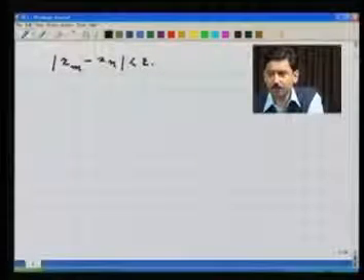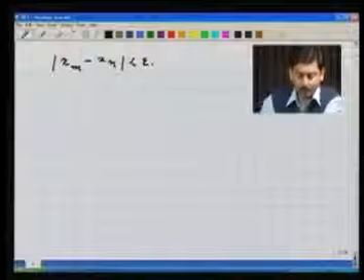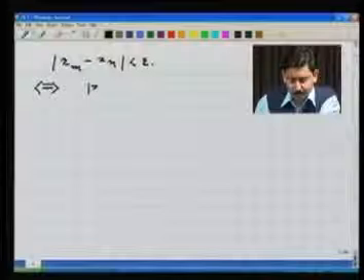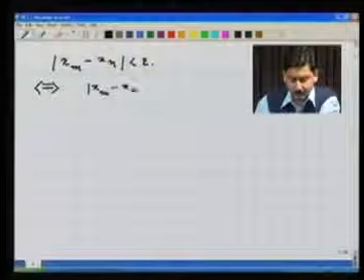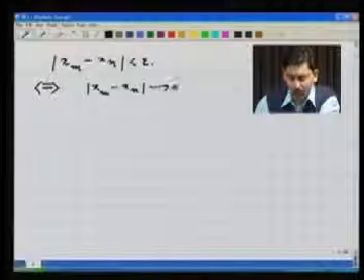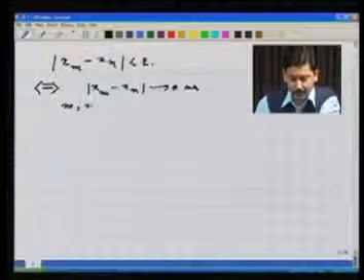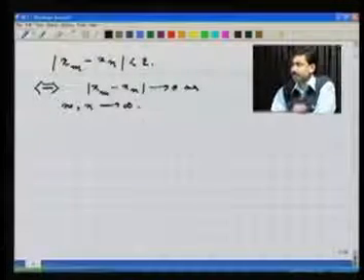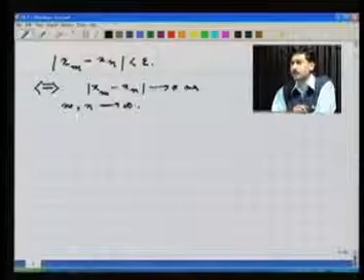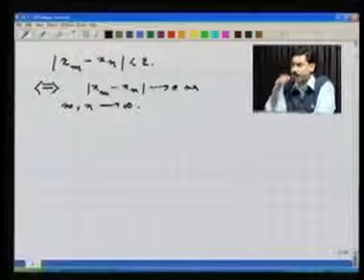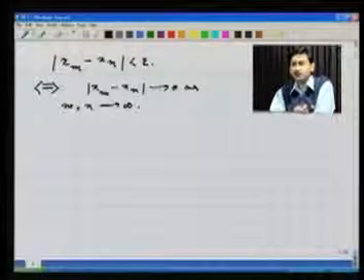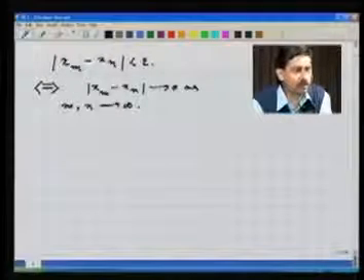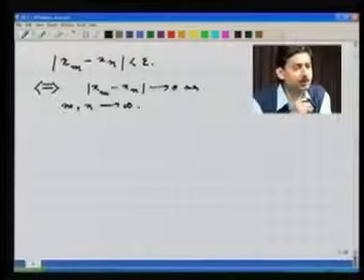Actually, we can simplify this definition a little bit. It is equivalent to say that mod of xm minus xn goes to 0 as m and n both go to infinity. Using this, now we are trying to determine which sequences are Cauchy. If you look back at the definition of Cauchy sequence, at first sight it looks pretty complicated. Given a sequence, how do I find out whether it is Cauchy or not?